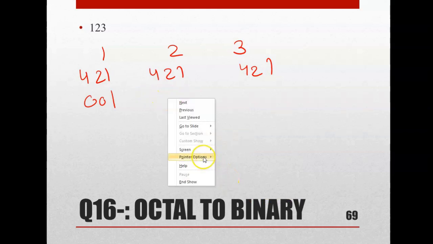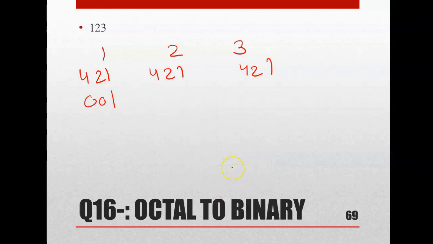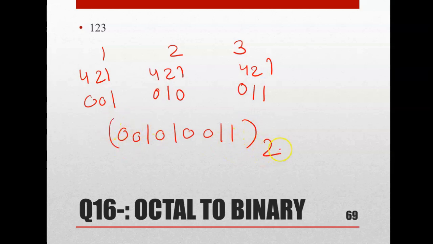Okay, so I am starting with this 4 2 1 again. So 2 is actually 1 and rest everywhere it's 0. And for 3 it is 2 and 1. So 0, 1, 1. Fine. Now it is octal to binary. Just write them together. So it is 0, 0, 1. And then you will write 0, 1, 0. And then 0, 1, 1. So this is something in binary.